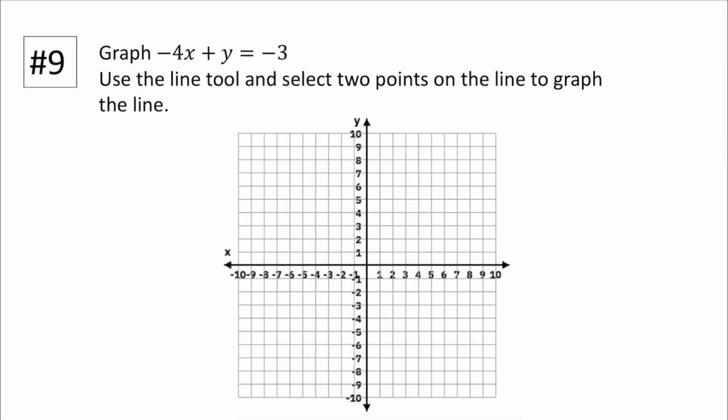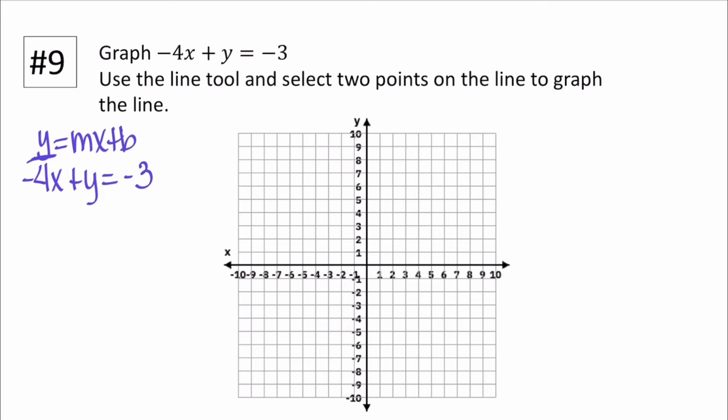So now let's do number 9. Let's graph negative 4x plus y equals negative 3. Well, let's look at this equation. Is it in y equals mx plus b form? Not really, right? Because remember, in y equals mx plus b form, y is going to be by itself on one side of the equation.